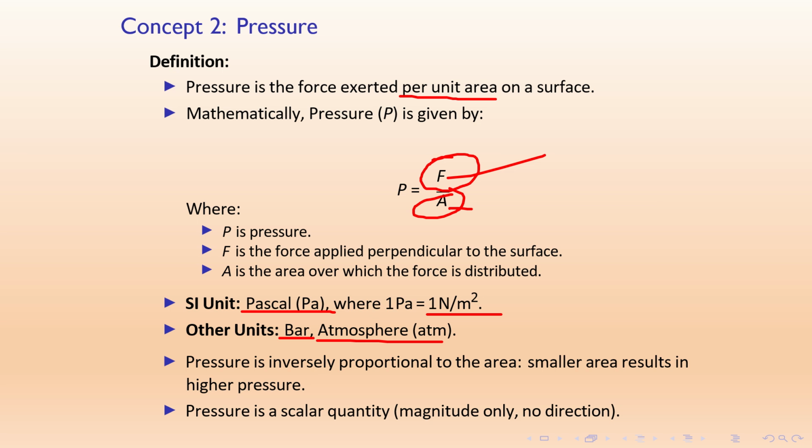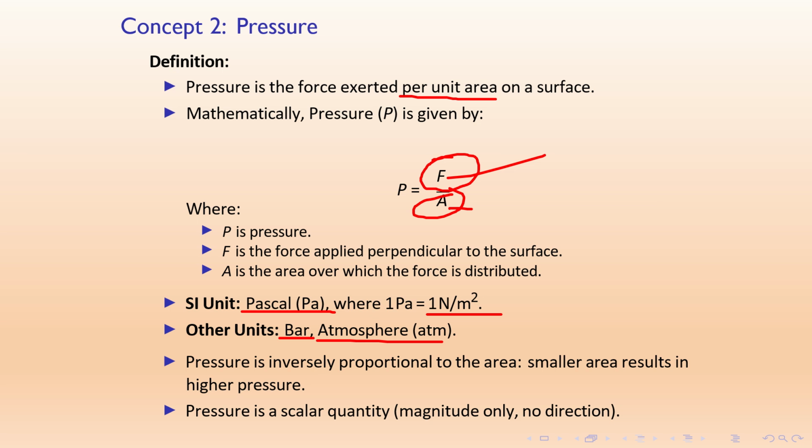Now coming to this, pressure is inversely proportional to the area. That means as the area increases, the pressure exerted by the body decreases. The smaller the area, the larger the pressure. Pressure is a scalar quantity which has only magnitude, no direction, because it has only a value.